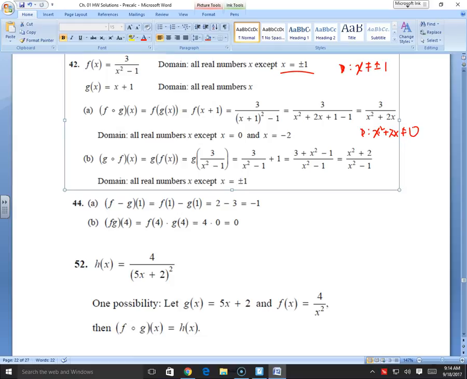Who can help them? What math do you have to remember? Yeah, kind of. What part of algebra? Factoring, I think so. You gotta factor. You gotta pull out that x and have an x plus 2. X cannot equal 0. X cannot equal negative 2.